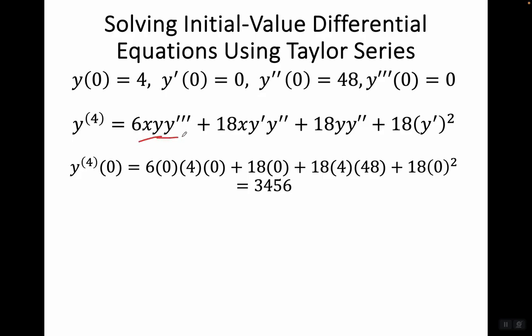We'll plug in x, y, y triple prime. We get this. Plug in x, y prime, y double prime at 0. That's what we end up with. x is 0. So because x is 0, I'm not even going to bother to plug in y prime and y double prime, because 18 times 0, it's just going to be 0, regardless of what these are. Let's see, 18y, y double prime, that's going to be 18 times 4. y is 4. y double prime of 0 is 48. And y prime squared, that's going to be 18 times 0 squared. And that all works out to be 3,456.